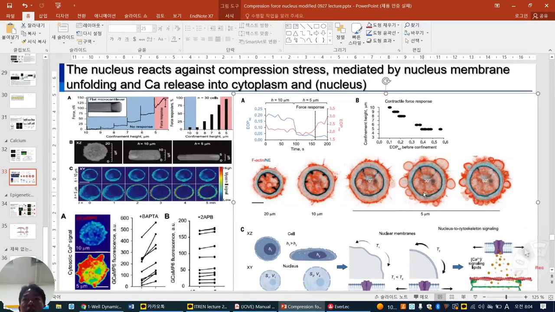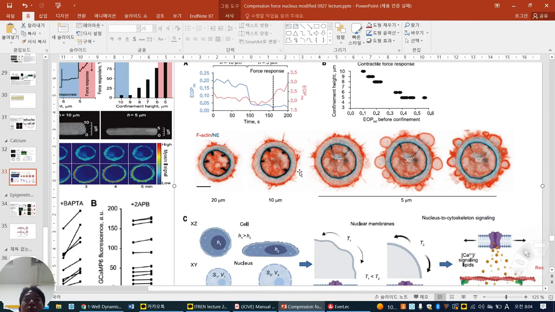And then when you look in detail at the nucleus affecting the cytoplasm, blue is the nuclear envelope. Originally when you see the cell nucleus, it looks spherical, but actually they are folded. But this folding disappears while we confine them. So in this paper, they want to mention that this unfolded lamin, folded nuclear membrane, is a key factor to sense the nucleus compression.